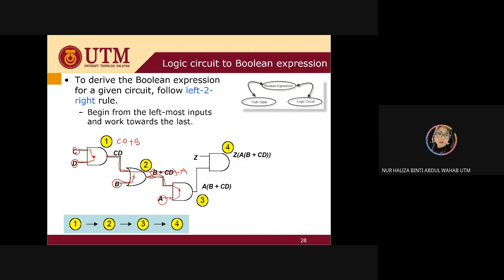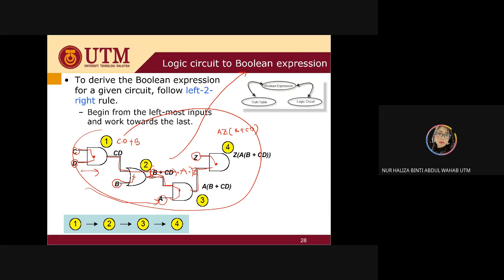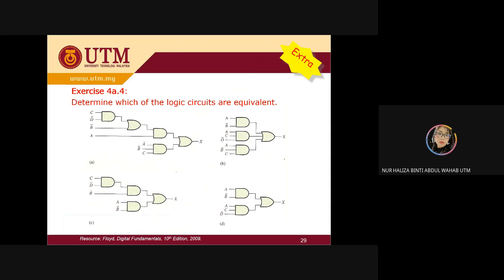And from here you can see it's connected to the multiplication with our input of Z. That's why we have dot Z. So we can simplify it to be A Z, B plus CD. So this is step by step from a circuit. You can come up to your Boolean expression. So let's take a look at several examples here.